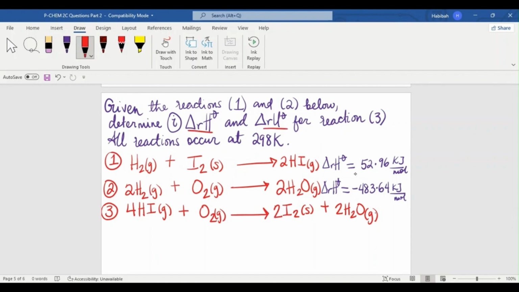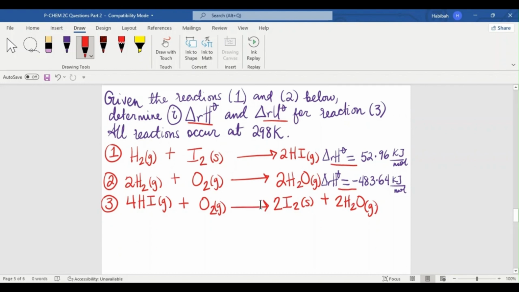This is because we already have the change in enthalpy of reaction for equation 1 to be 52.96 kilojoule per mole, as well as the change in enthalpy of reaction for equation 2, which is negative 483.64 kilojoule per mole.